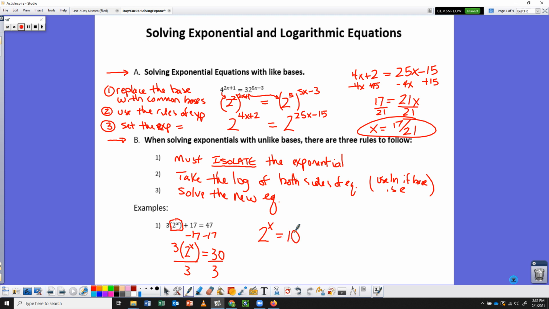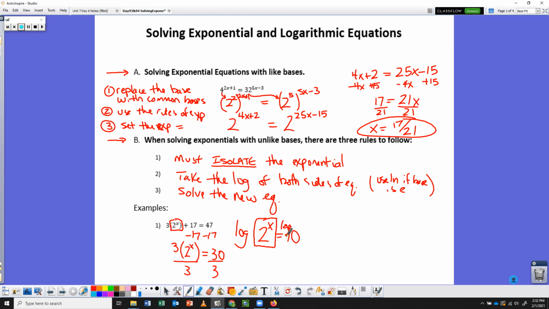This is step 1. We now have our exponential. 2 to the x is completely isolated. In other words, it's by itself. Step 2 is we're going to take the common log of both sides of the equation. So I'm going to take the common log on the left, and I'm going to take the common log on the right. So you have log of 2 raised to the x equals log of 10. And these are, by the way, common logs because I didn't put any little number down there as a base.